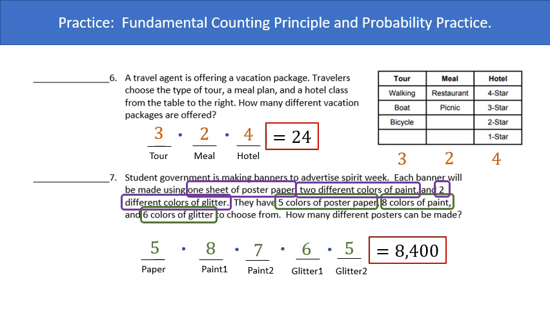8,400. 8,400 different posters can be made. Okay, does that make sense? I sure hope so. Here we go.